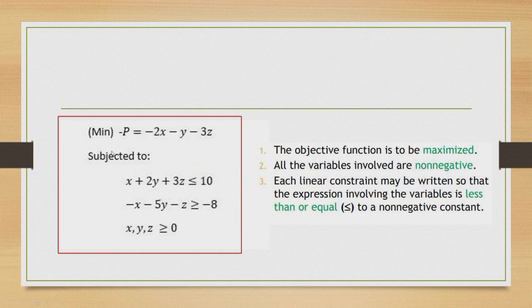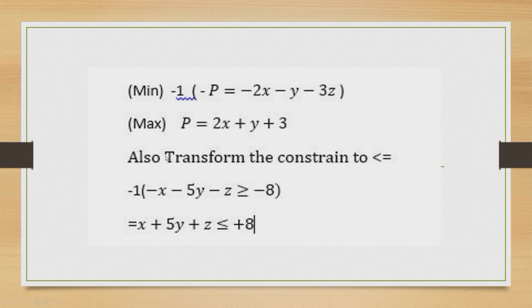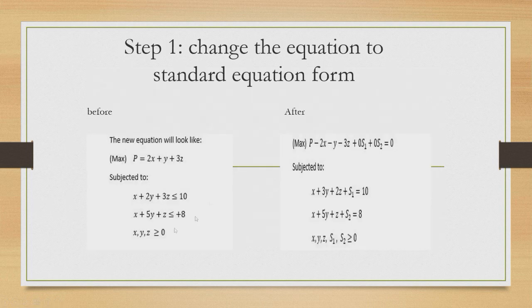As we can see, this example does not fulfill the conditions, because the objective function is a minimization problem, and one of the constraints has a larger than or equal symbol. So one method to solve this problem is to multiply these two equations by -1. So the objective function will change to maximum, and the constraint larger than will change to less than or equal. Okay, so this is what the new equation will look like.